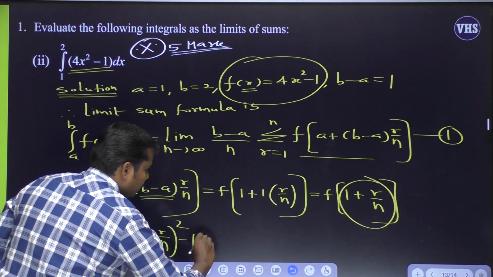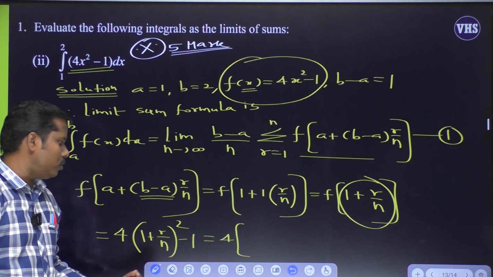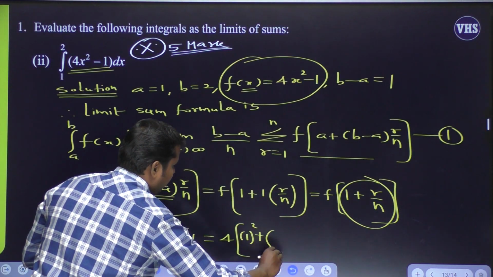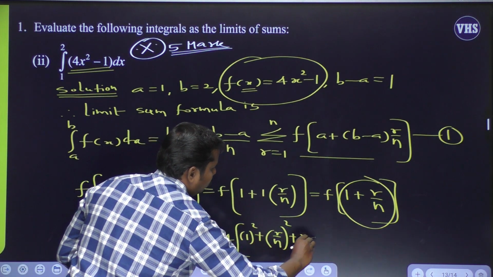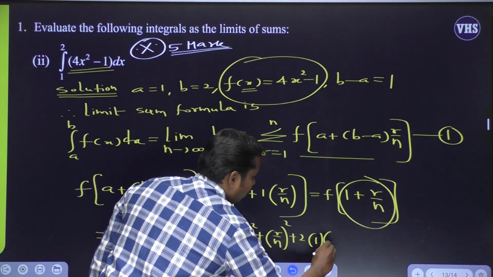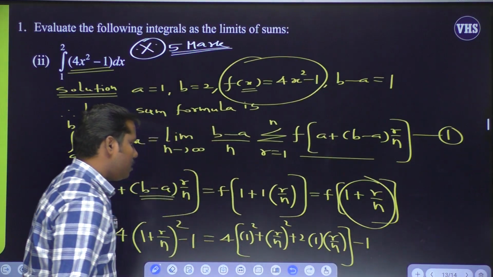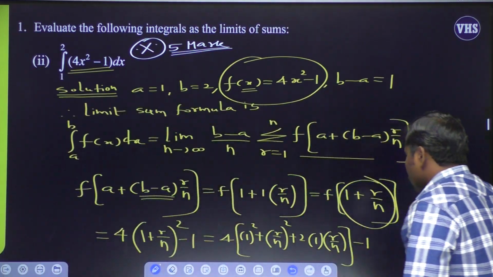And this is nothing but 4 into, expand this. This is in the form of a plus b whole squared. What is the formula? a squared, which is 1 squared, plus b squared, which is r by n whole squared, plus 2ab. What is a? 1, into b. What is our b? r by n. Close it. Minus 1. Students, simple expansion, a plus b whole square expansion. Let's go to another page.